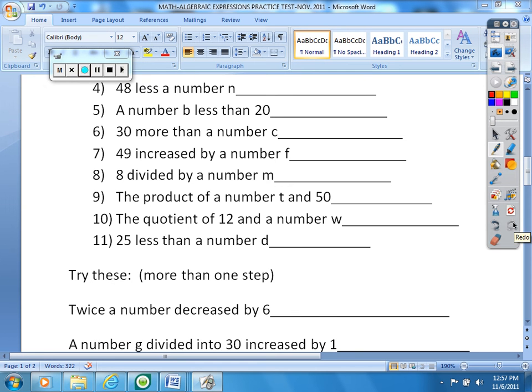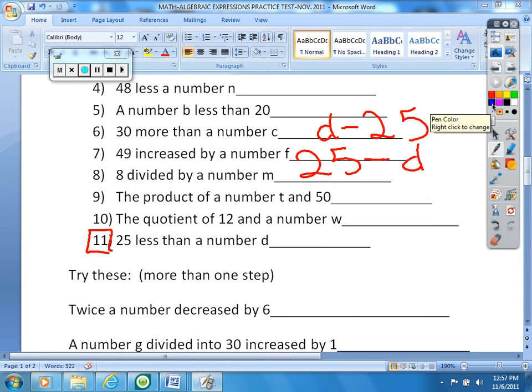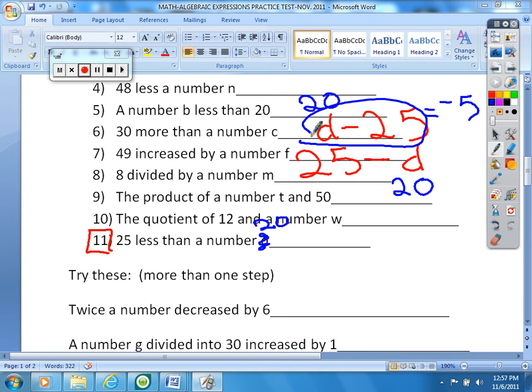All right, let me do 11. That's a pretty good one. 25 less than a number d. Well, it's going to be either this or this, one or the other. Which one is it? Well, let's put a number in there. All right, 25 less than d. Let's just use 20. I tell the students it doesn't matter what the number is, as long as it just helps you understand. Which one says 25 less than 20? Well, 25 less than 20 would be a negative number. So this is your correct math expression.